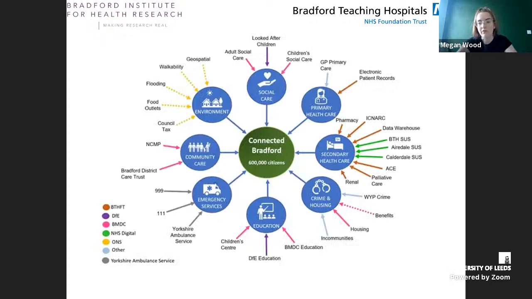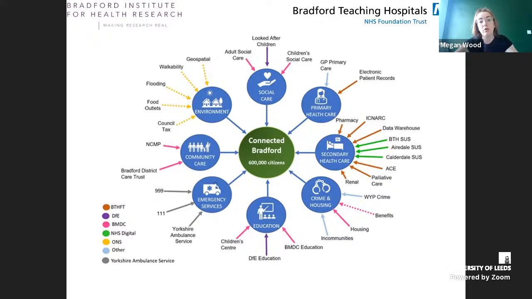So enter the Connected Bradford database. This is a pseudonymised linked database of over 600,000 citizens from across the Bradford district, and it allows us to connect data from multiple services into one place. So here we have individual level data from a range of services and organisations, as you can see in the diagram here. So for example, we have data from GP practices, from social care, from education, emergency services. So every time someone makes a 999 call or visits their GP or anything like that.